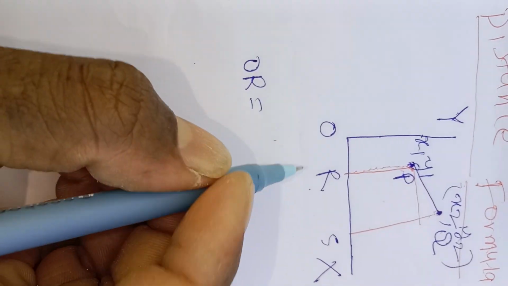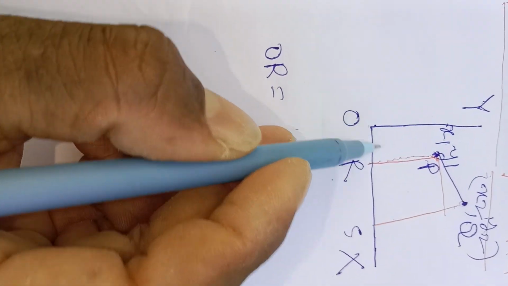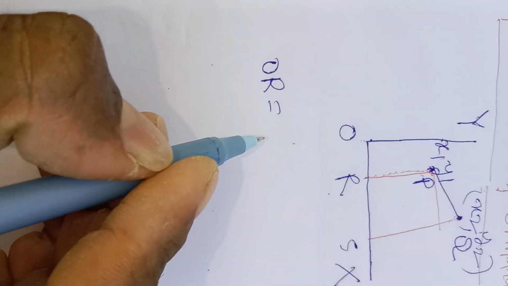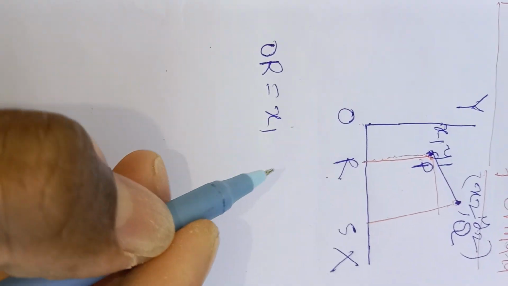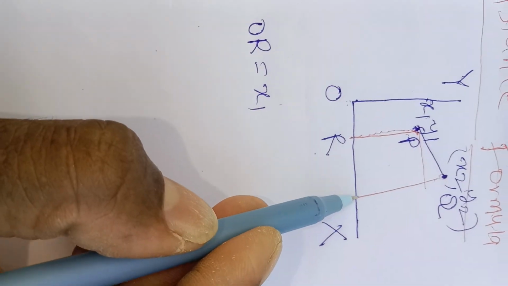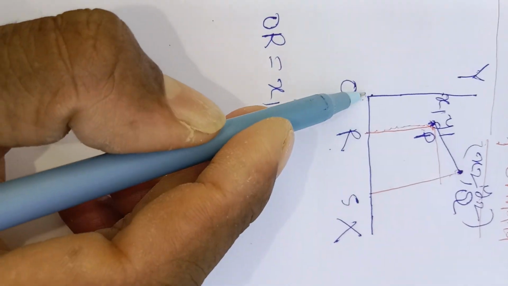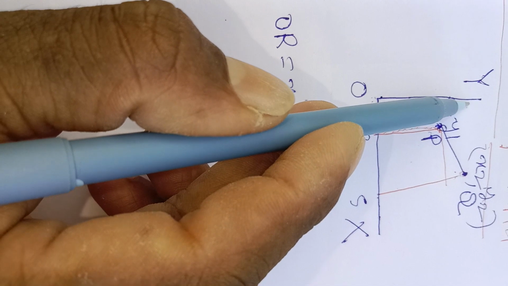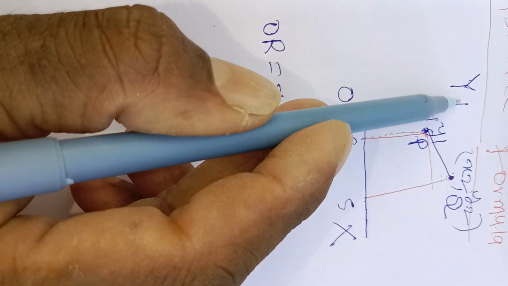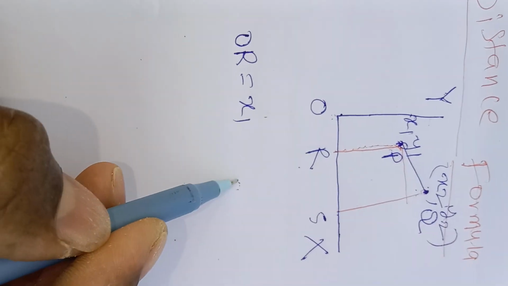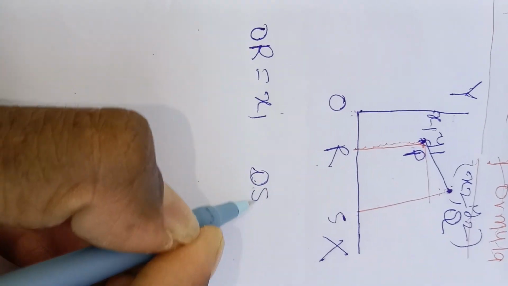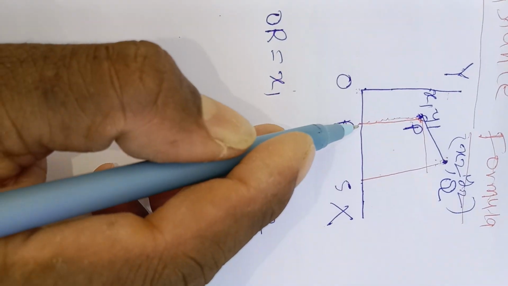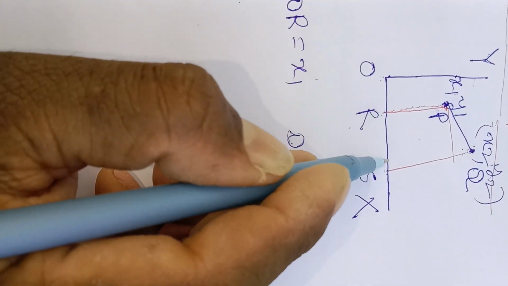Next, the distance OR is corresponding to this distance from the origin, which corresponds to x1. Similarly, the distance OS corresponds to x2. This distance OS is corresponding to x2. Okay, we have to find RS.